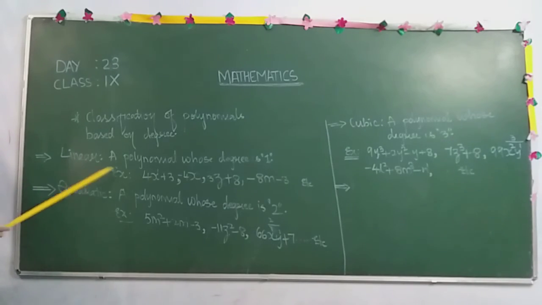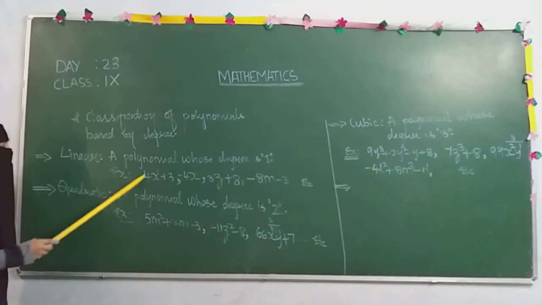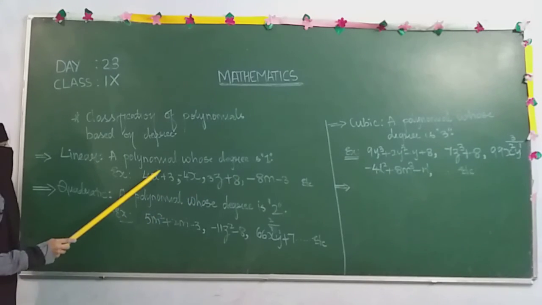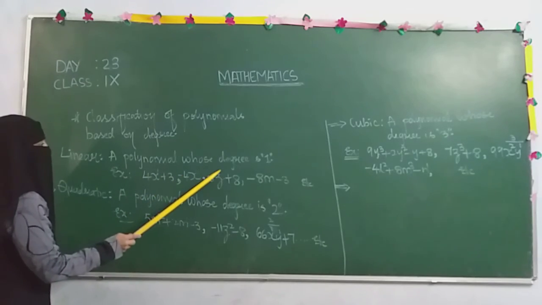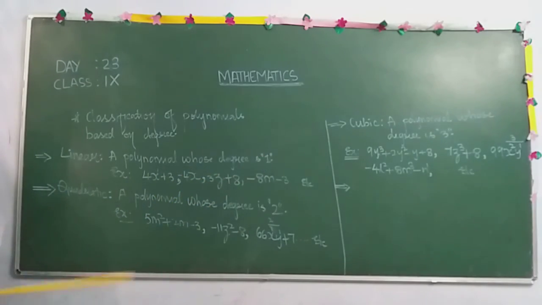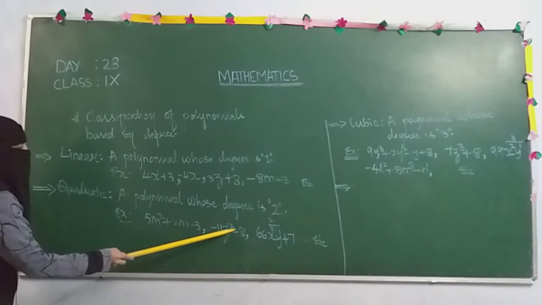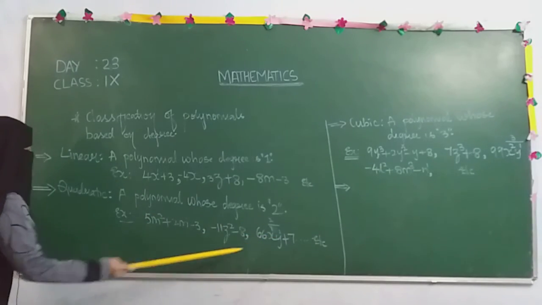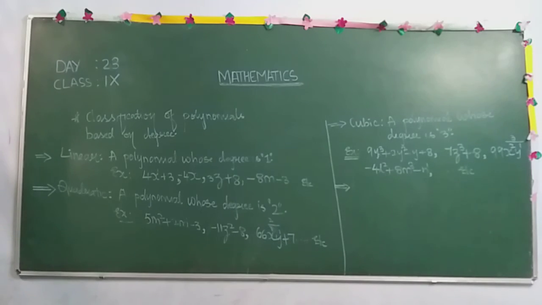So first one is linear. A polynomial whose degree is 1 is called a linear polynomial. When we saw the examples here, the power is 1, here also the power is 1, here also power 1, here also. So it is a linear polynomial. Then the next one is quadratic. Quadratic is nothing but a polynomial whose degree is 2. Checking here, we are getting the degree as 2 here, here as well. 1 plus 1, 2, it gives 2 as degree. So it is called a quadratic polynomial.